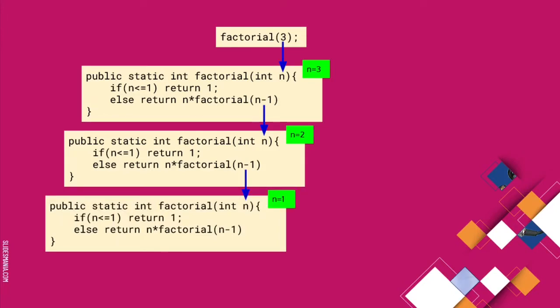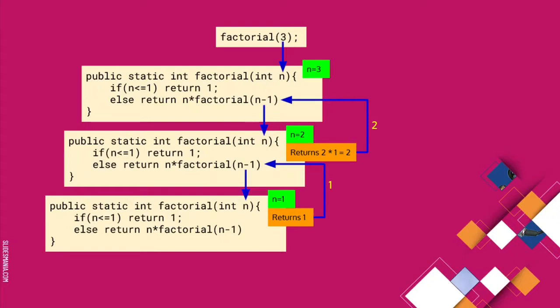Since 1 is less than or equal to 1, it is going to return 1 as stated in the if statement. Now, that 1 value is what is being received by the statement in the second call, n times factorial n minus 1. So that is equivalent to n times 1, and that n times 1 is what is being returned. Since the n is 2, it is going to return 2 times 1, which is 2.